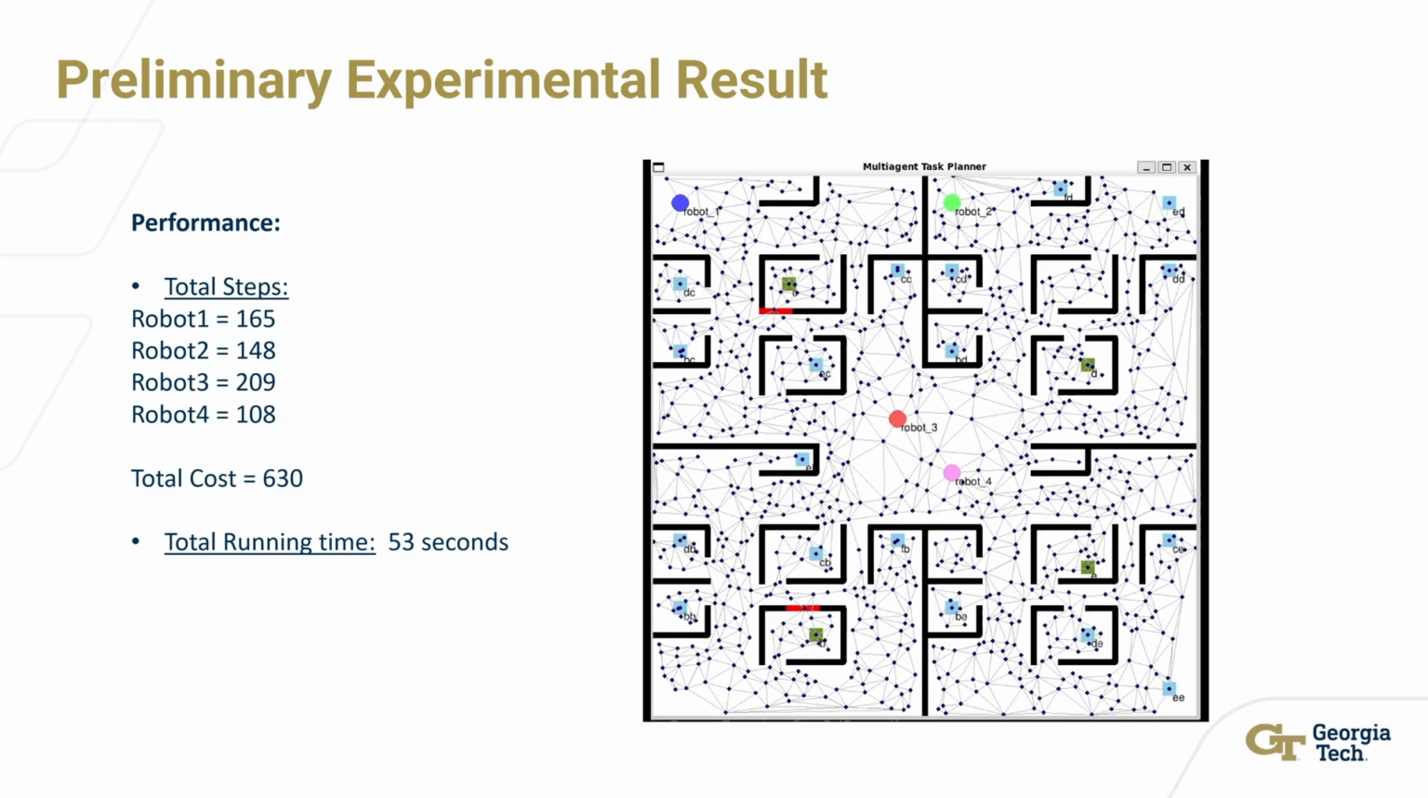In our preliminary experiment, we applied 4 robots and 18 tasks. The robots are represented by the colored circles, and they collect items at the blue squares and deliver them to a green square.